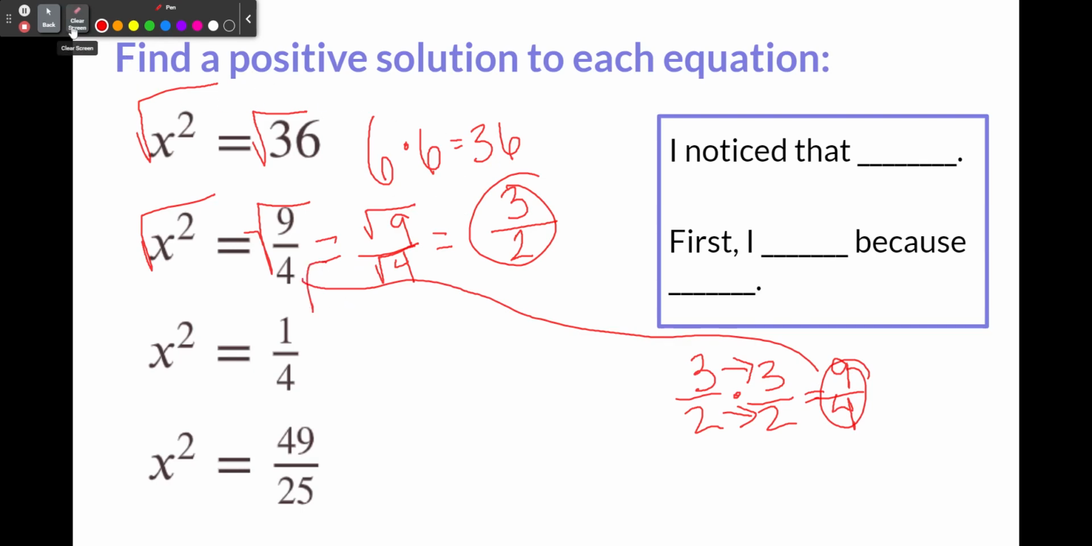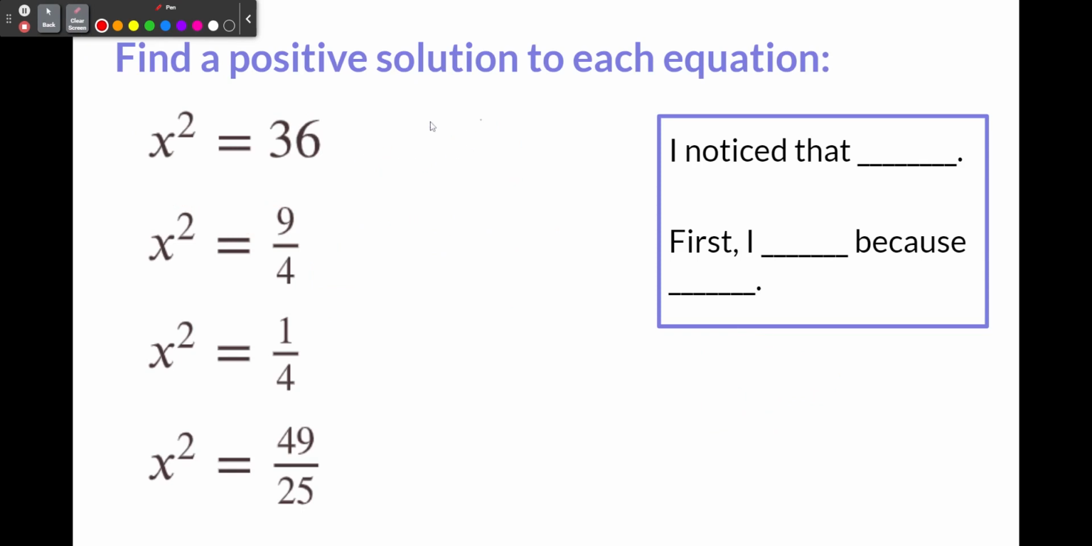All right, let's clear this screen up. So I'm just going to put it back on here. 6 times 6 is equal to 36. And the square root of 9/4 is 3/2. All right, so could we find the square root of 1/4?